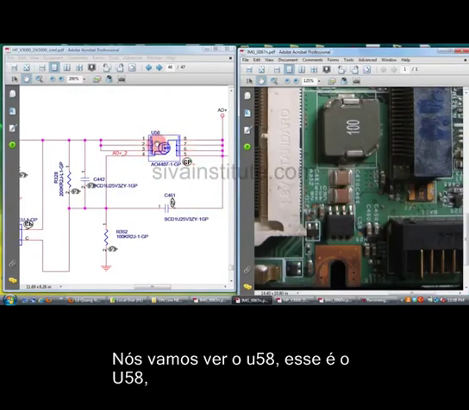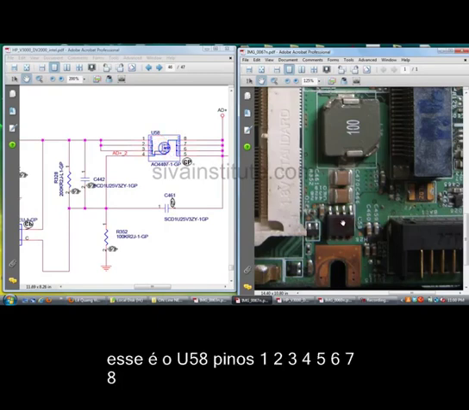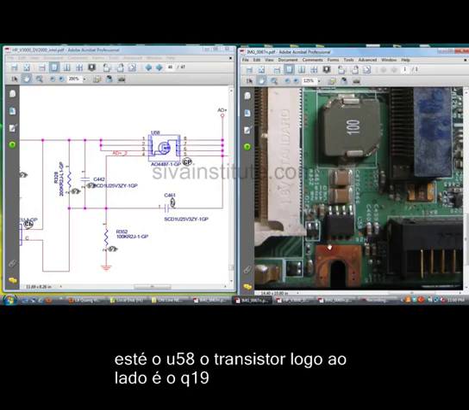This is U58. Pin number 1, 2, 3, 4, and pin number 5, 6, 7, 8.